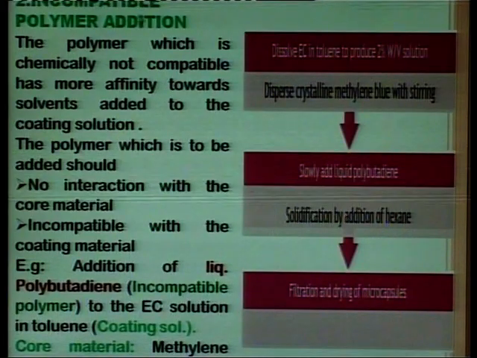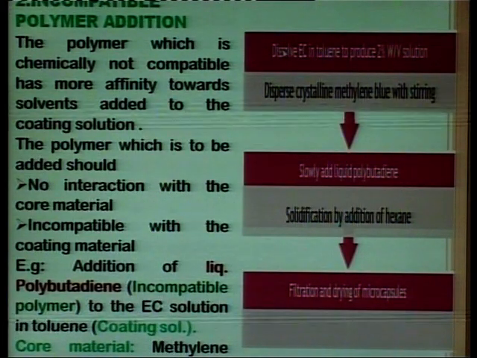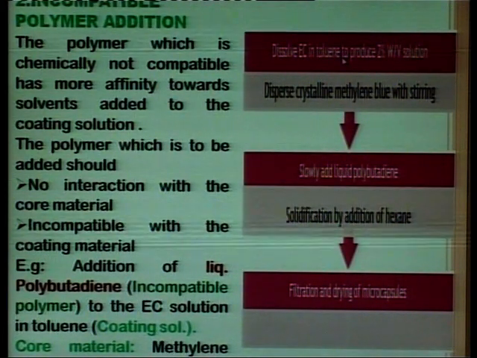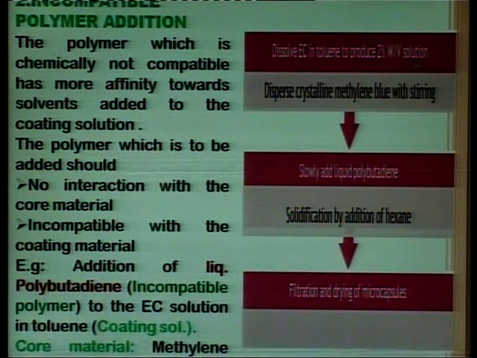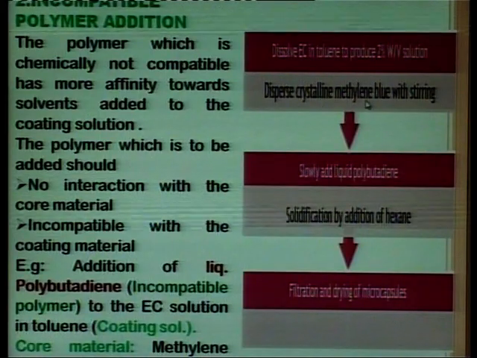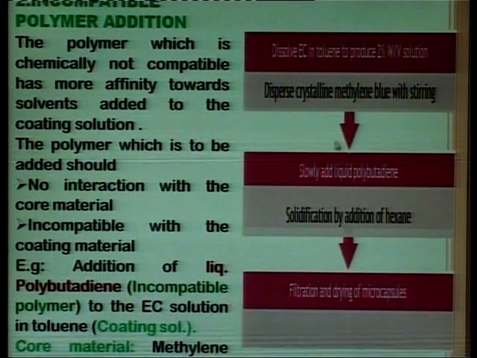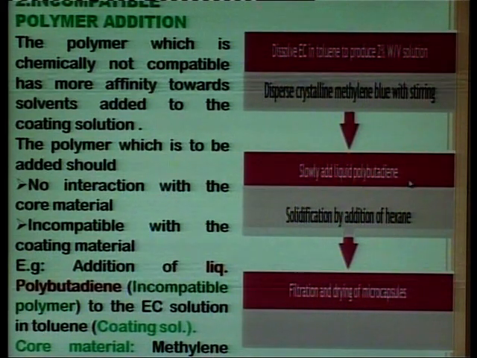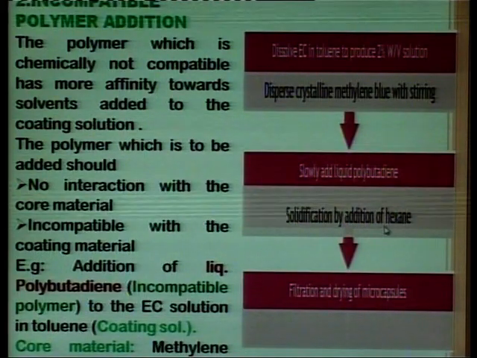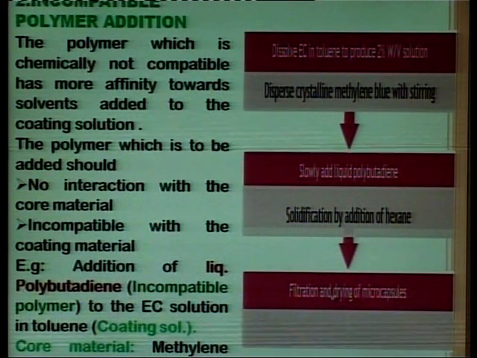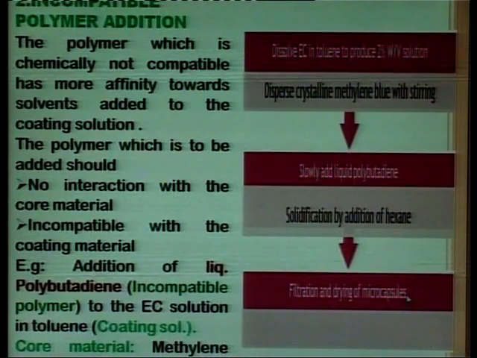The second method under coacervation phase separation is incompatible polymer addition. In this method, first of all dissolve ethyl cellulose in toluene to produce a 2% weight by volume solution, then disperse crystalline methylene blue with stirring, slowly add liquid polybutadiene, solidification by the addition of hexane, and finally filtration and drying of microcapsules.